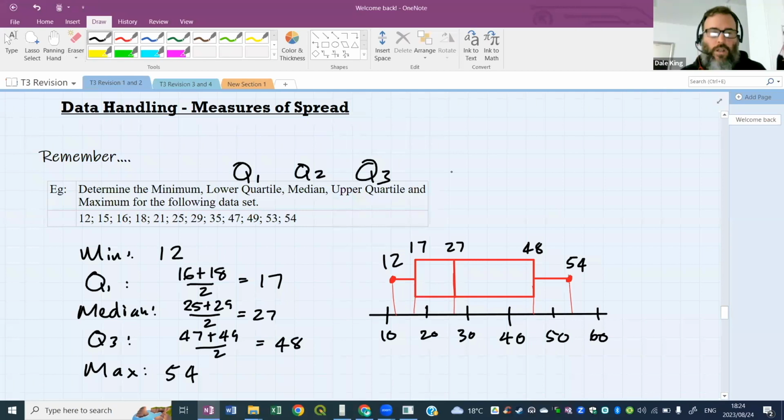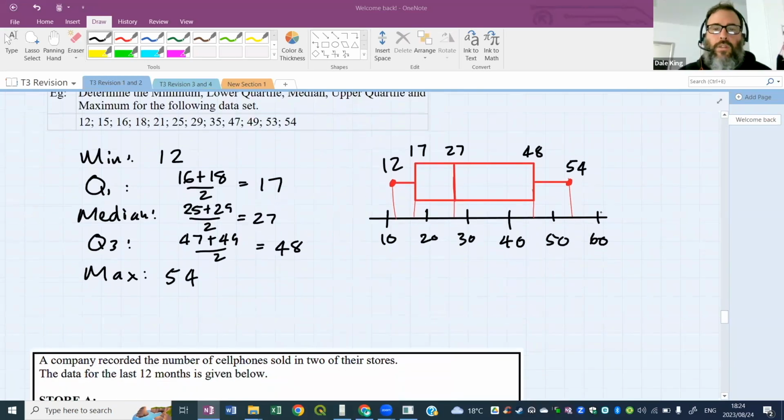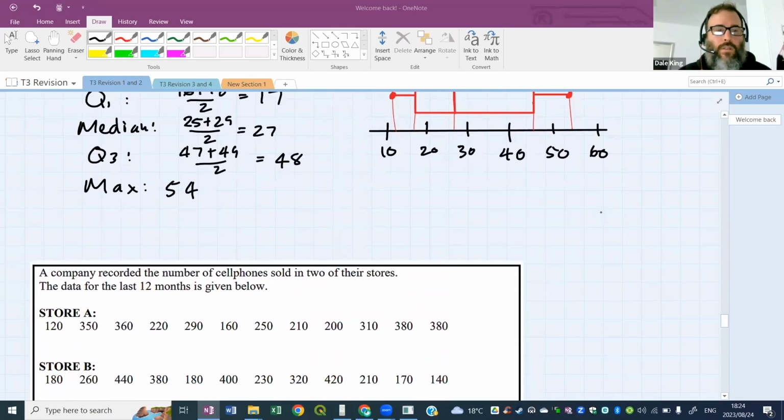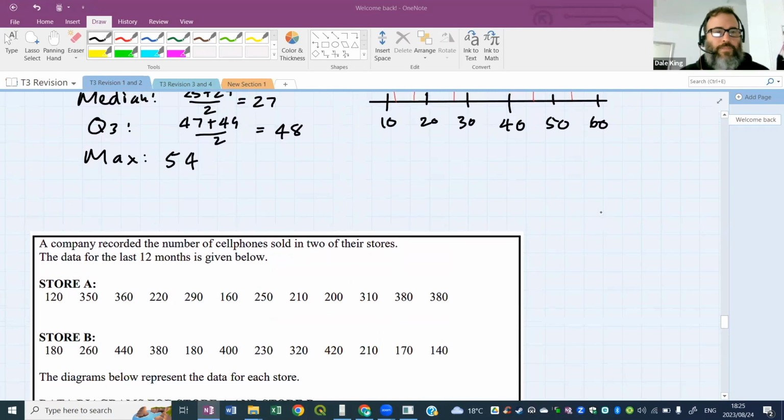You guys, matrics, you should know how to read a box and whisker plot. Even if you don't know how to draw one, that's fine, but you should be able to read a box and whisker plot. Let's dive deep now, into the deep, dark waters of data handling. All right, here's a contextual question.